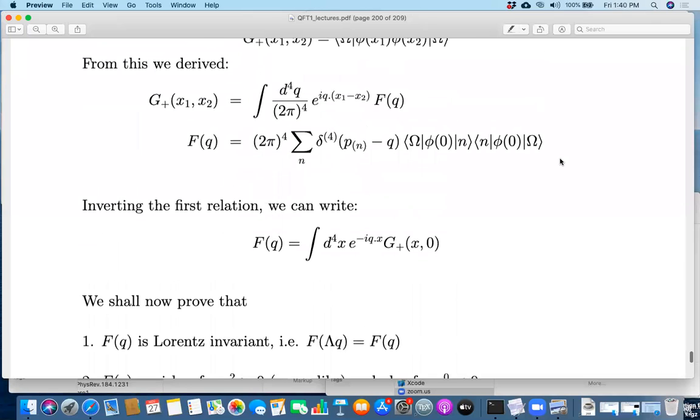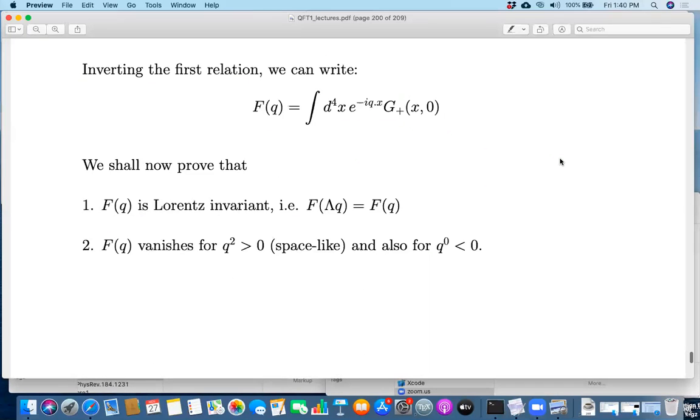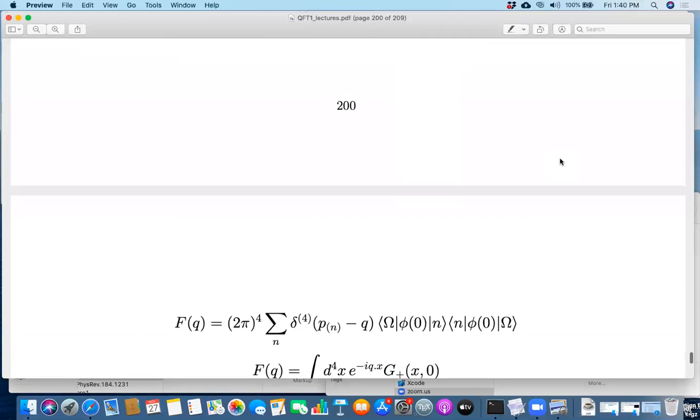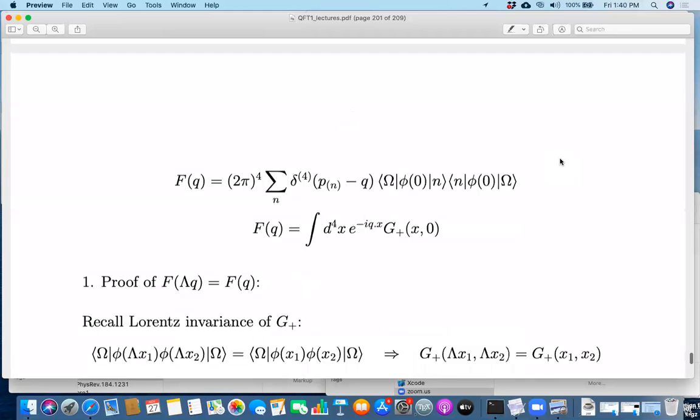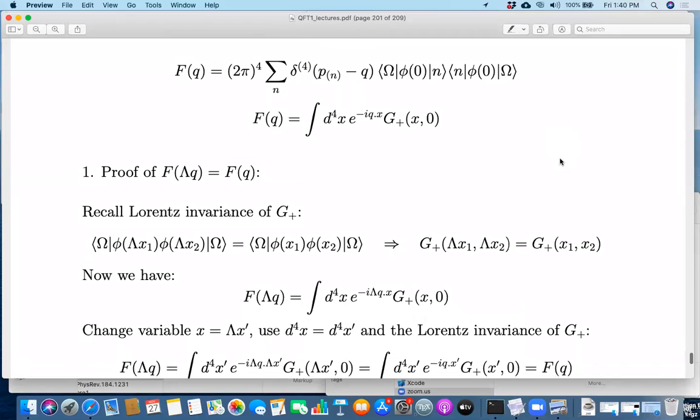Any other question? Okay. So let's try to prove these relations first. First, let's try to see how to prove that f of lambda q is f of q. And for this, we are going to use the fact that f is a Fourier transform of g plus. And we recall that we had proved earlier, using Lorentz symmetry, that g plus is Lorentz invariant.